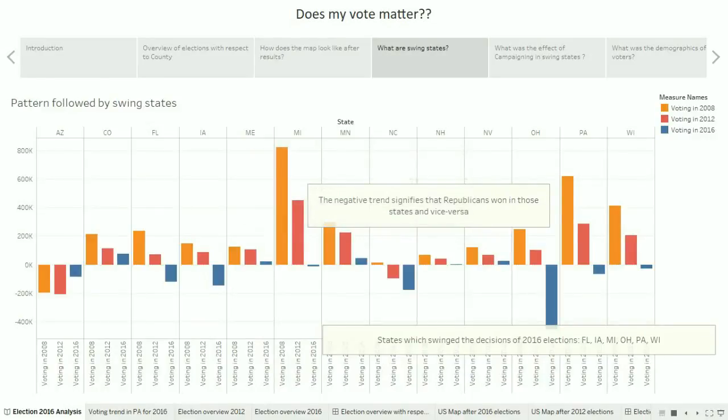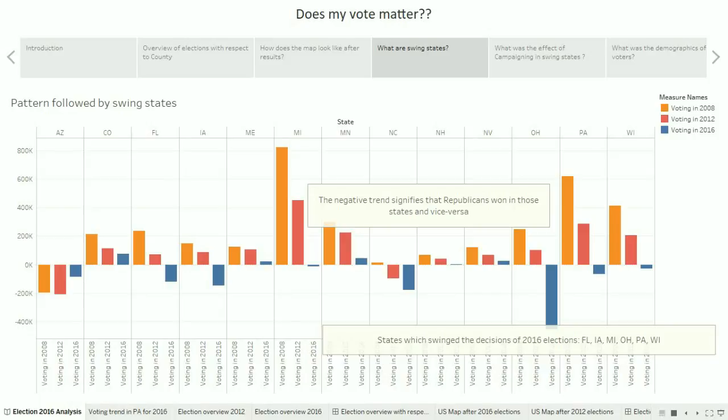Here is the pattern followed by the swing states in the past 3 elections. As per the encoding, the states which have negative votes are the ones which were won by the Republicans, and the ones with positive votes are the ones which were won by Democrats. As we can see in the elections of 2016, there were 6 states which flipped the decisions majorly. Some of them were Florida, Ohio, Pennsylvania, and Wisconsin. Now the question comes, why did these states flip their decisions?